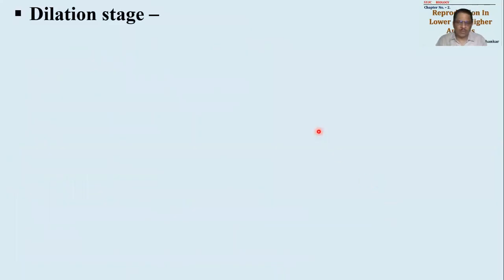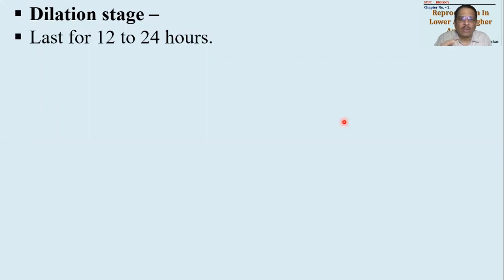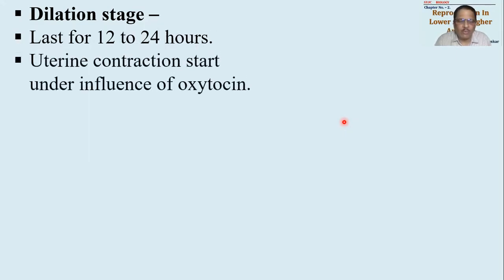The first phase is called the dilation phase. What does dilation phase mean? The vagina or vaginal tube, and even the opening of the vagina to the exterior, even the cervix, all this is closed, or we can say narrow. So with the vigorous contraction of the uterus, there will be dilation of these particular parts. The cervix will start dilating. At the same time, the vagina will start dilating, as a result of which the baby will try to pass through it. This stage lasts for around 12 to 24 hours.